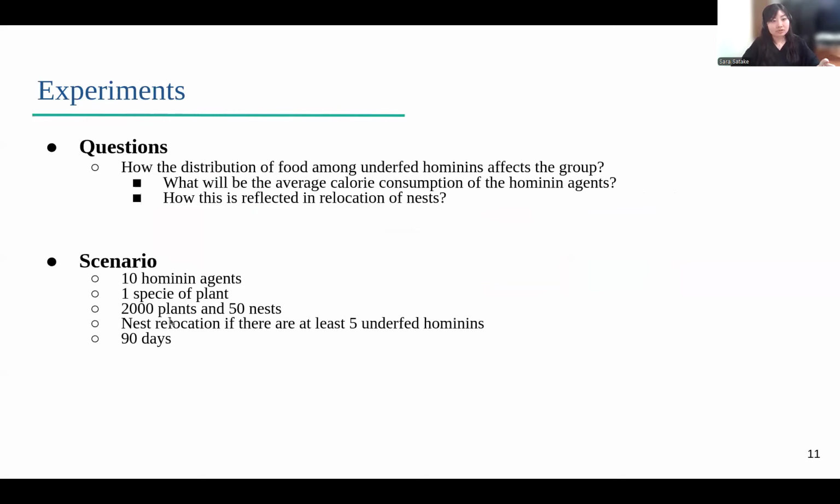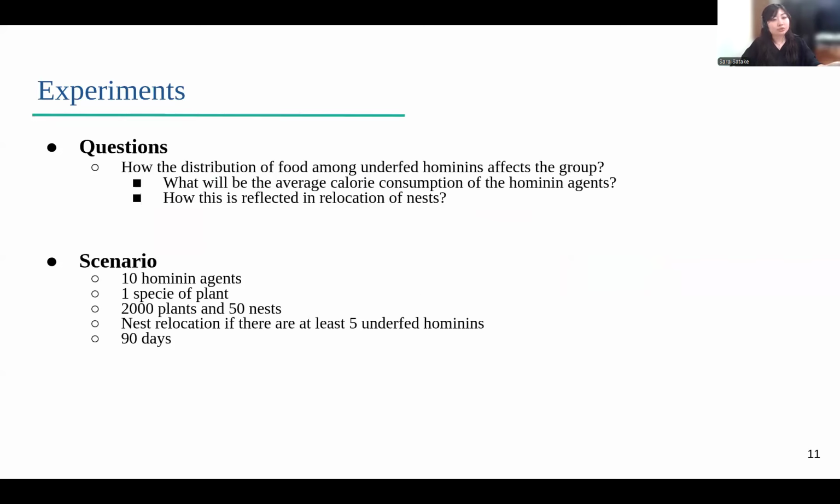For some initial experiments, because we are interested in exploring social behaviors, we have this question to be answered: how the distribution of food among needy hominins affects the group, and what will be the average calorie consumption of the hominin agents? How is this reflected in relocation of nests?